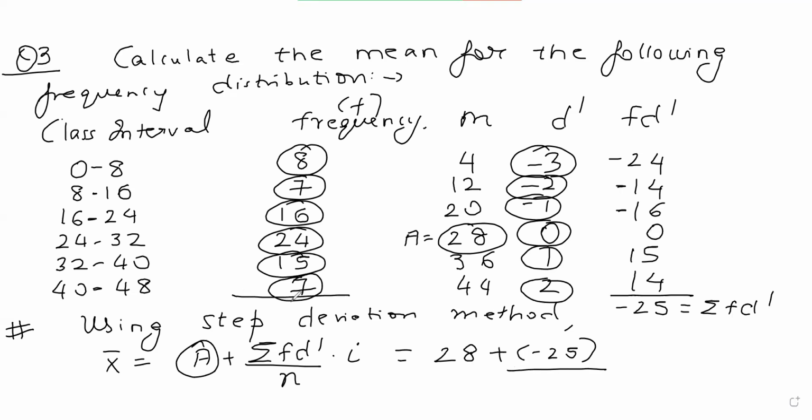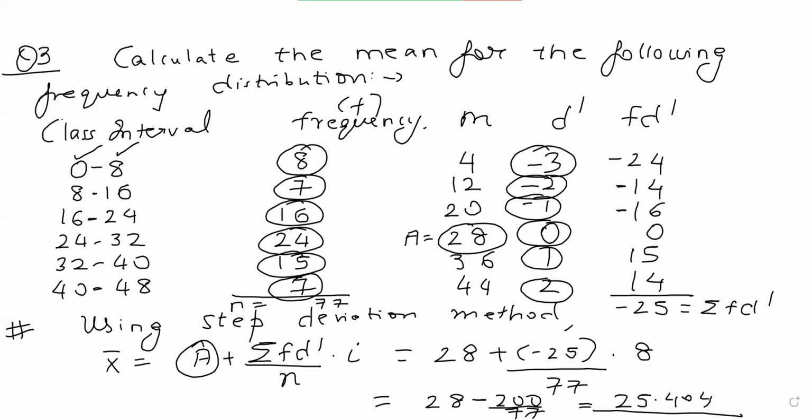How much is my n? Sum up all frequencies. 8 plus 7 plus 16 plus 24 plus 15 plus 7. N is 77. So divided by 77 times I, how much is I? Upper minus the lower limit. 8 minus 0 is 8. So we can quickly calculate the answer now. It is 28 minus 25 times 8, which is 200, by 77. And now we can quickly work this out. Comes out as 25.404. This is my arithmetic mean x bar for this particular numeric.